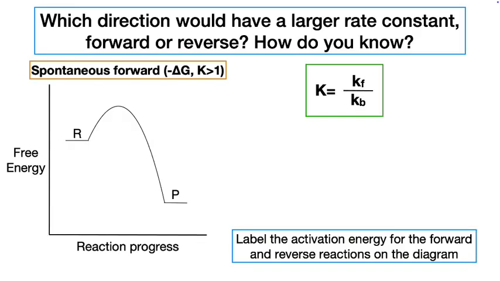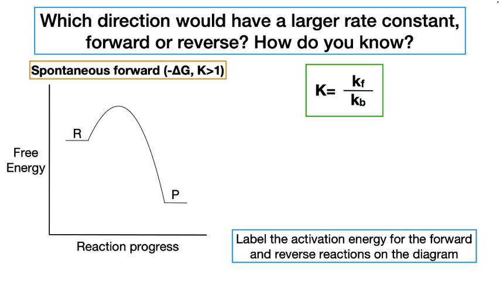Okay. So, another blue box. Which direction would have a larger rate constant? Forward or reverse? How do you know? So we've got this reaction. Which one do you think would have a larger rate constant? Our KF, she called it reverse. Forward or backwards? However you want to differentiate that. Okay? What do we think? Which has the larger rate constant? Sorry, I talked over you.